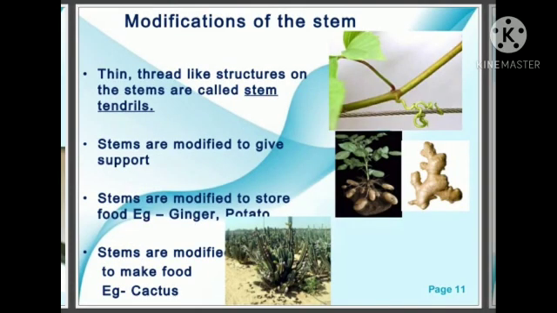Next is modifications of stem. In some plants, stems are modified to perform special functions, according to the need of the plant, as seen in the case of roots. So similarly, modification occurs in stems. The first modification is thin thread-like structures on the stems, known as stem tendrils. These tendrils provide support to climbers such as grape vine and cucumber. This coiled structure, the tendrils, wrap themselves around nearby objects and provide support to the plant.